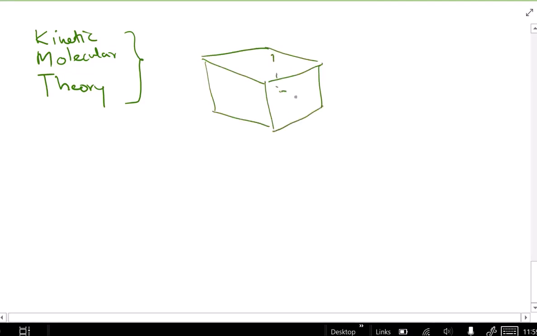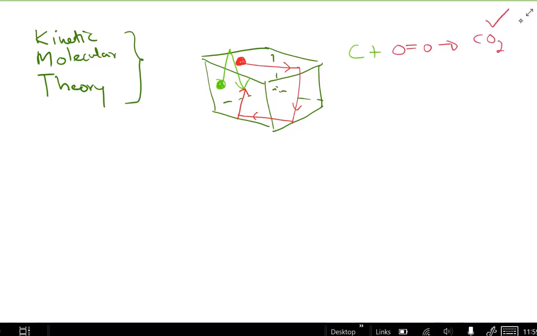Kinetic Molecular Theory, KMT. What's that? So all these particles are randomly moving with elastic collisions, right? And random energy, random movement. And then let's say this green and red dots are two reactants. They're moving around within this area, and then they collide and make a reaction. Carbon plus oxygen makes CO2, let's say.